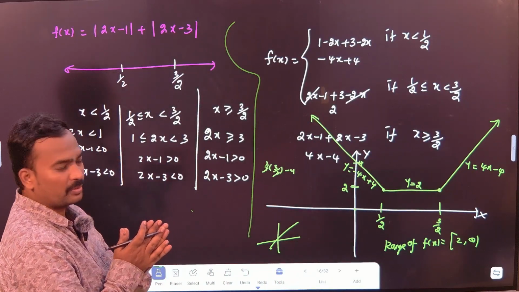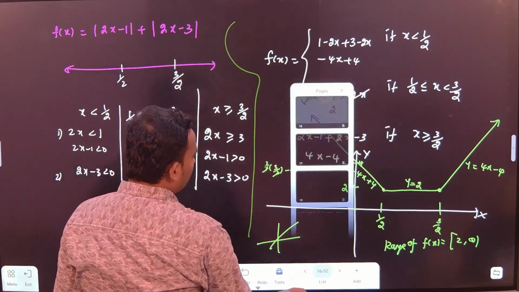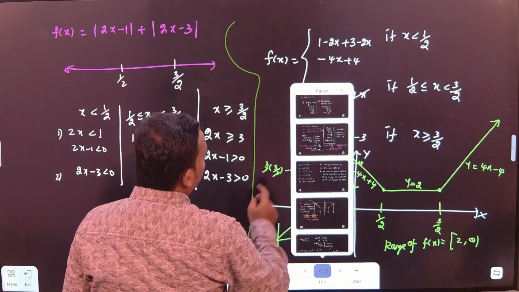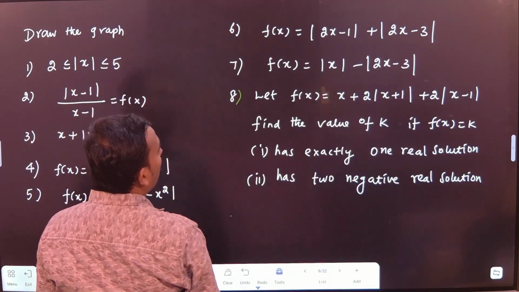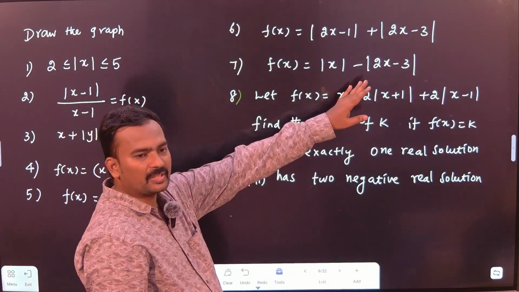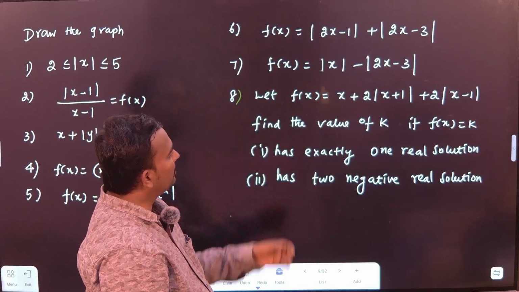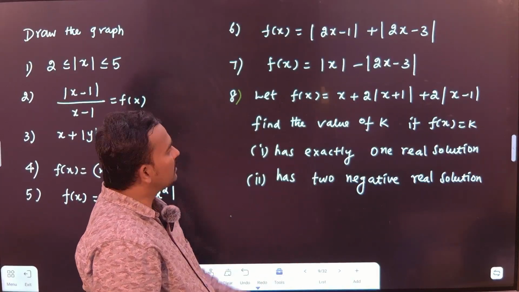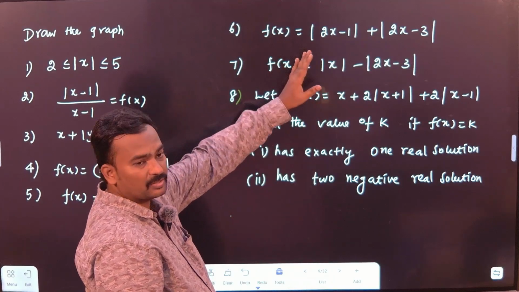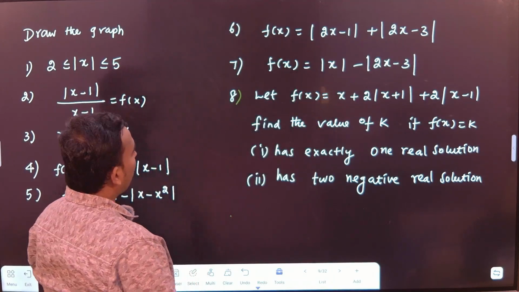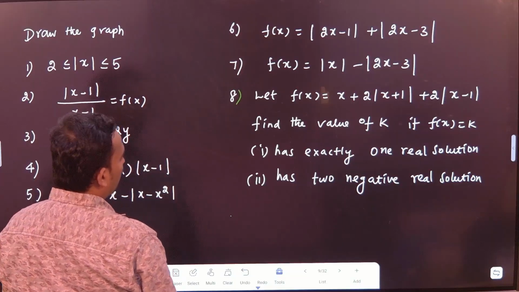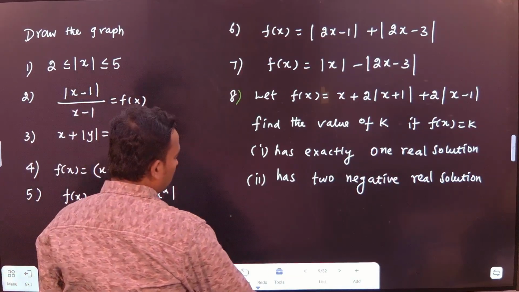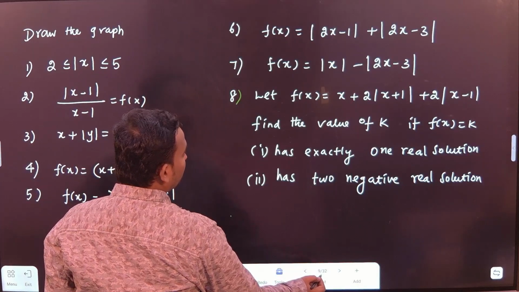Okay, let's go for the next question. You can see, what is the next question? Yes, here. You can see mod x minus mod 2x minus 3, the same way you can do it, the same idea. I will do the 8th question. You can see the 7th question is the same model as the 6th question, right? And you can see the 8th question, what is that? x plus 2 times mod x plus 1, 2 times x minus 1.